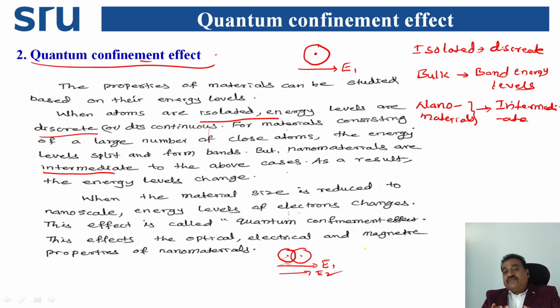So the bulk material is divided into nanomaterials. The energy levels are changing. These energy levels are intermediate energy levels. The bulk materials are divided into nanoparticles, and the energy levels are changing. When the material size is reduced to the nanoscale, the energy levels of electrons change. This effect is called the quantum confinement effect. The quantum confinement effect changes the optical, electrical, and magnetic properties of nanomaterials.